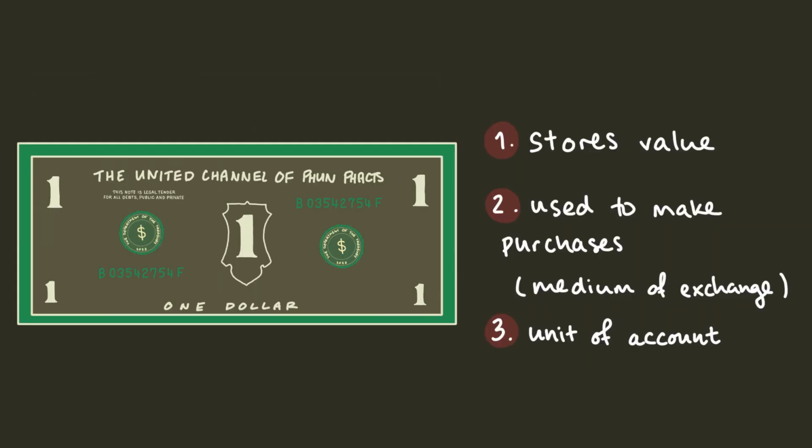Simply defined, money is something that 1. stores value, 2. can be used to purchase something, and 3. is the unit of measurement that people use to set prices and record debts. It's quite interesting to see what people have used as money throughout history.